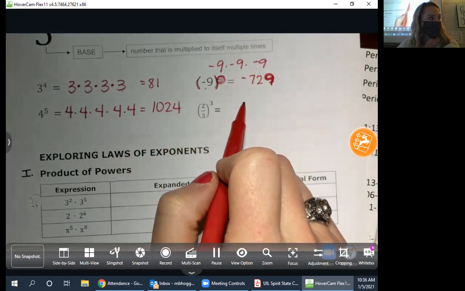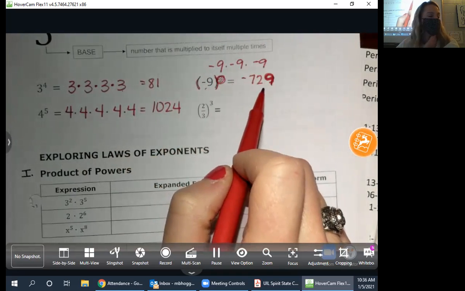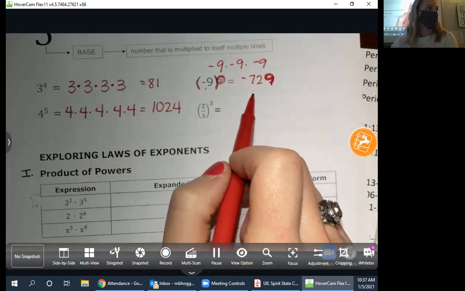Okay, but what if it's a -4? We're going to see about that later. Don't worry about negative exponents yet. I don't want to confuse anybody.